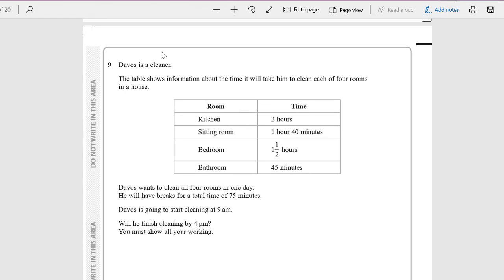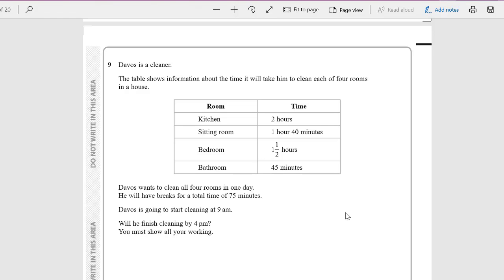Davos is a cleaner. The table shows information about the time it will take him to clean each of the 4 rooms in a house. Davos wants to clean all 4 rooms in one day. He will have breaks for a total of 75 minutes. Davos is going to start cleaning at 9 a.m. Will he finish cleaning by 4 p.m.? You must show all your working out.